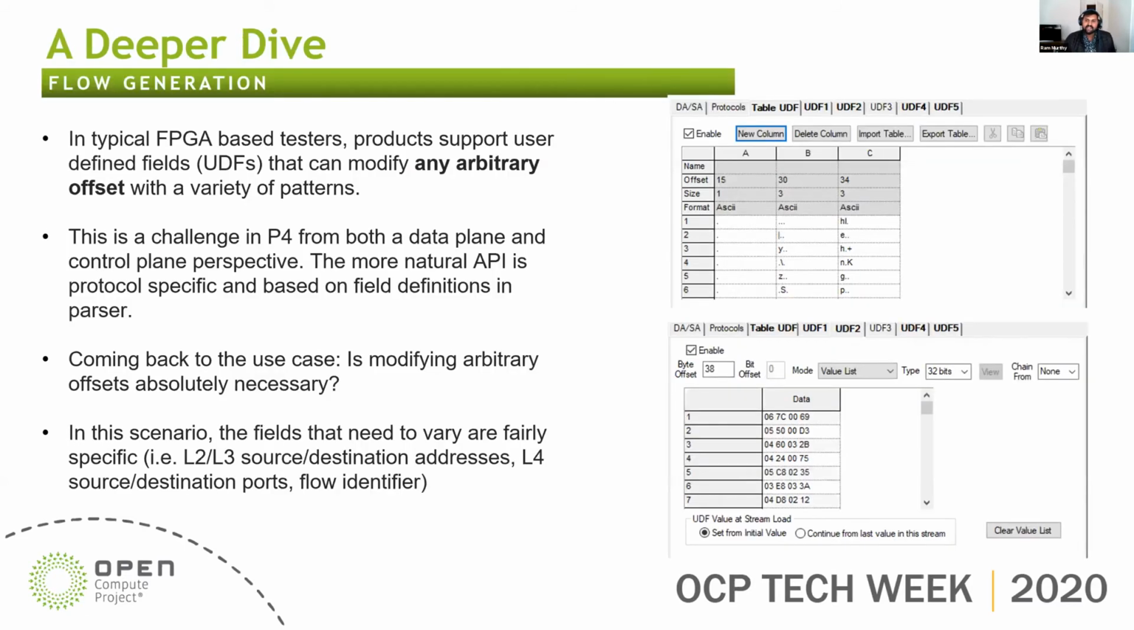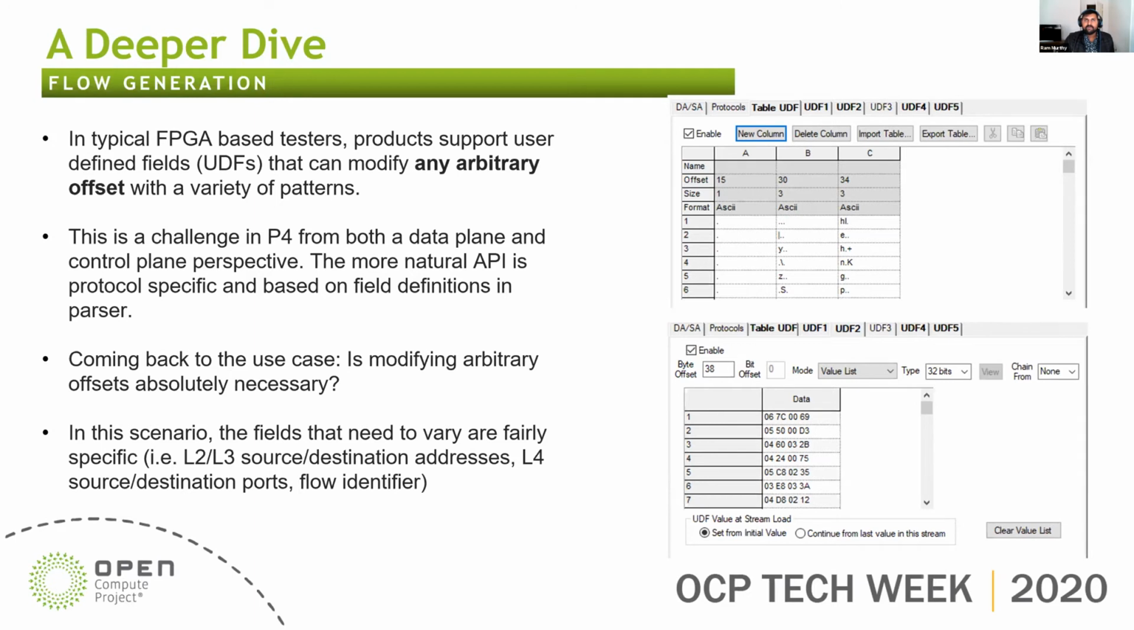So let's get started with the technical details of the implementation. One of the key primitives that we highlighted is the ability to precisely generate the flows on the wire that correspond to the routes happening within the BGP. Typically in FPGA products, we support a construct called user-defined fields, which are UDFs. The UDFs typically can modify arbitrary offsets in a packet. However, this sort of primitive does not really exist in the P4 specification, as the more natural API is really dependent on the header fields found in the parser.